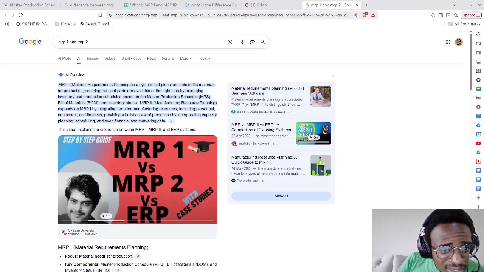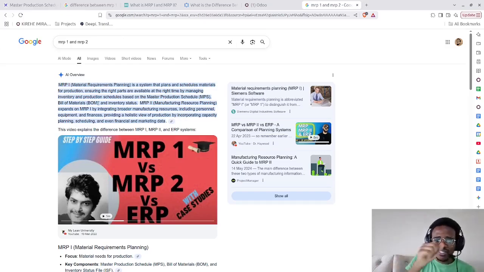And then you can see that it has three important parts that go into the MRP1, and that's the MPS, master production schedule, the BOM, and the inventory status. So again, big words right there, but remember it's planning and scheduling materials for production, and it is based on something called a master production schedule, a BOM, that's a bill of materials, and inventory status.